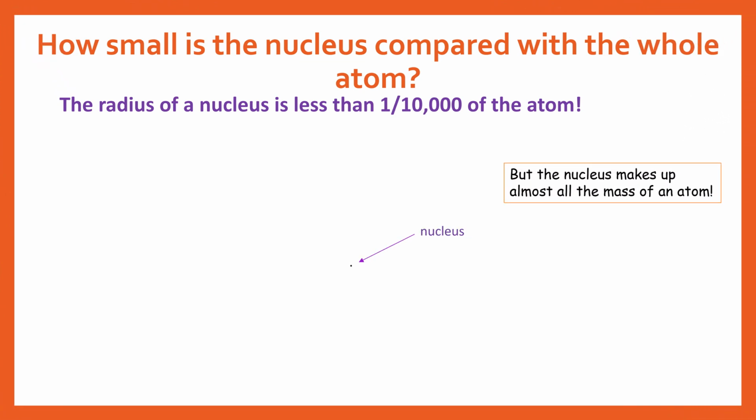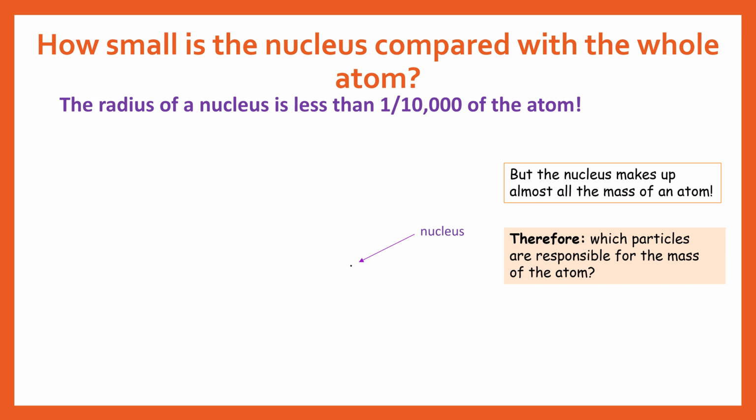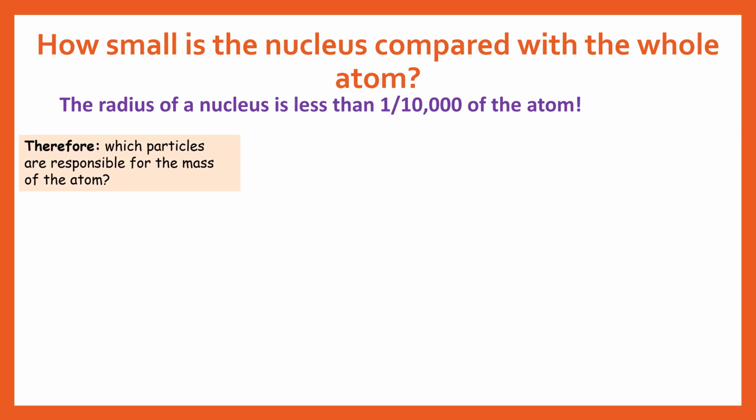So although the nucleus is very small, it makes up the entire mass or almost the entire mass of the atom itself. So which particles do you think are responsible? Well, what do we find inside the nucleus? We find protons and neutrons. So they are responsible for the majority of the mass of the atom itself.